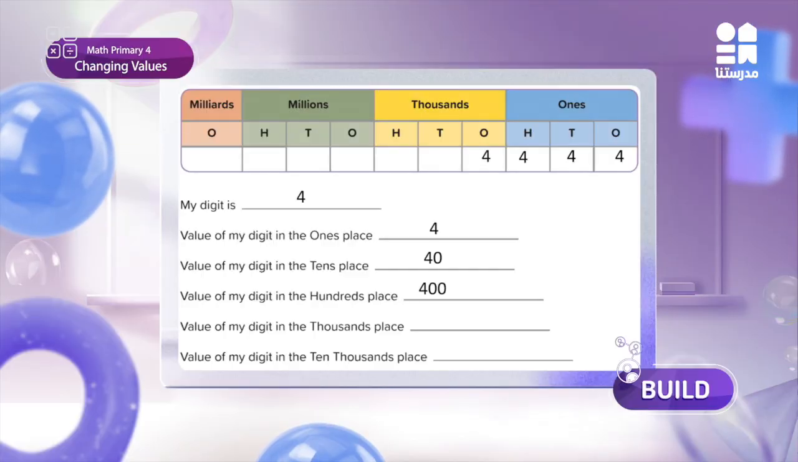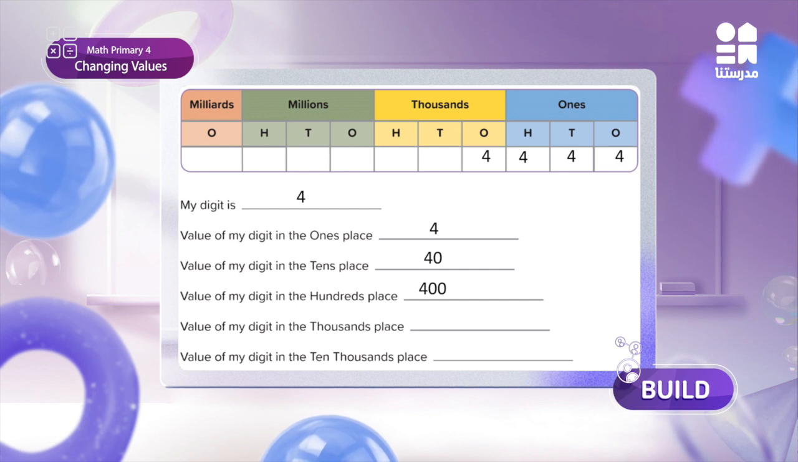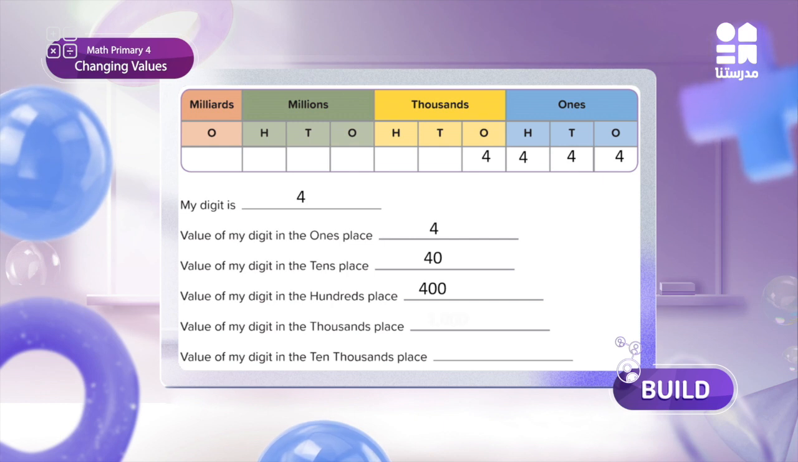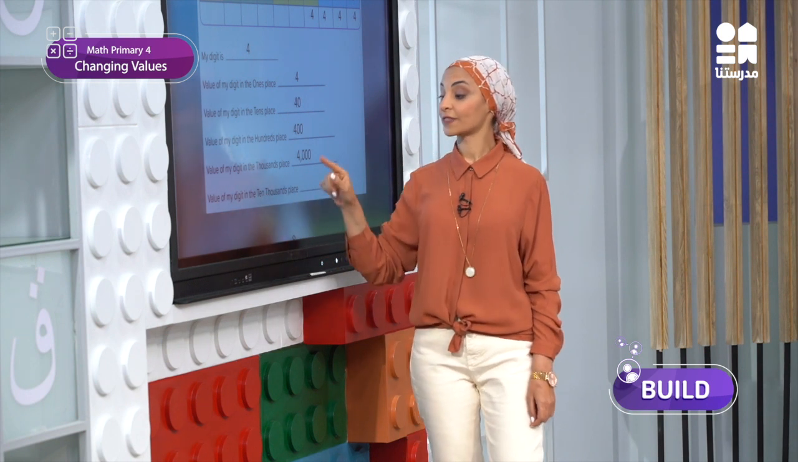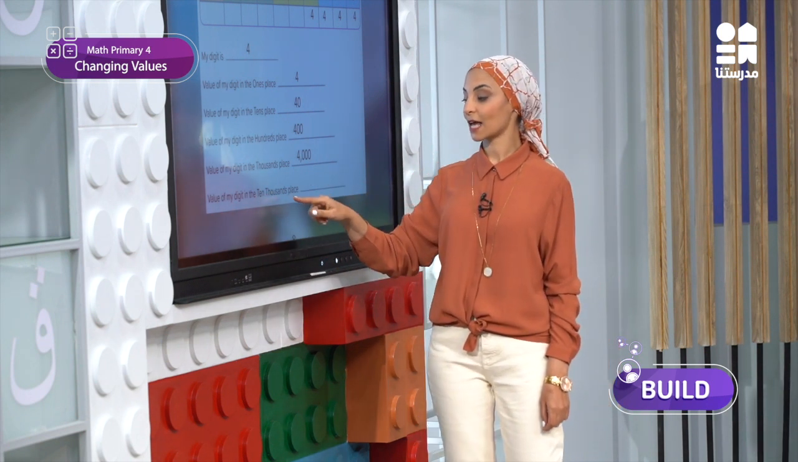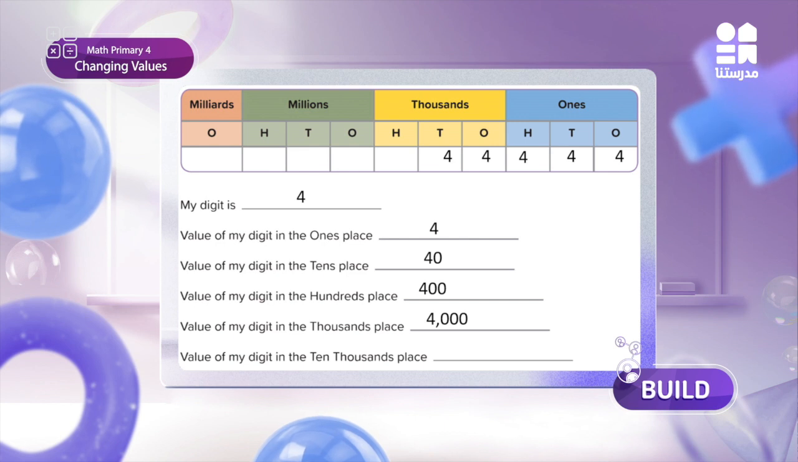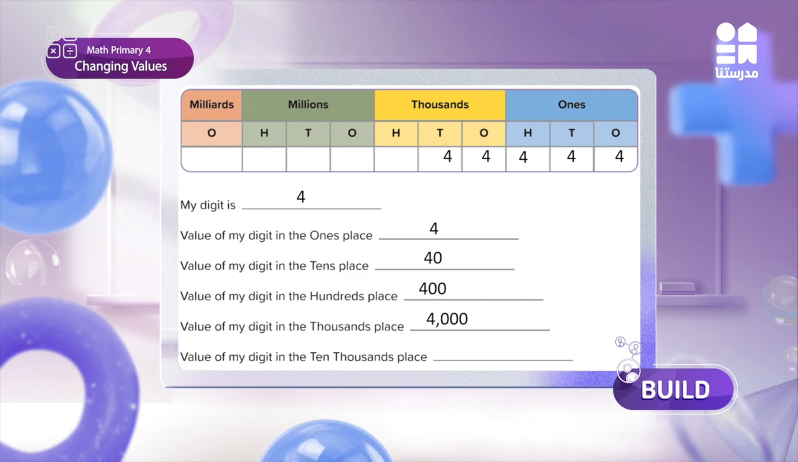Look, here is what? 4,000. Nobody should tell me this is 4 ones. No, it is in the thousands house. Okay? Then it is 4,000. So the value of 4,000 is 4 and 3 zeros in digits. Okay? The last one, the value of the same digit but in the 10,000s place. Look, here 4 is in the 10,000s place. So the value of 4 in the 10,000s place will be 40,000.